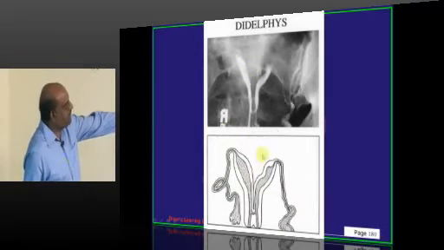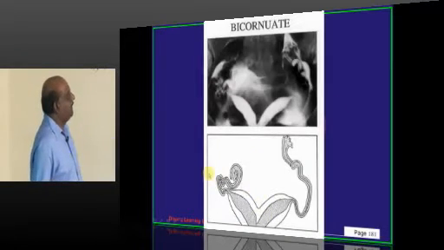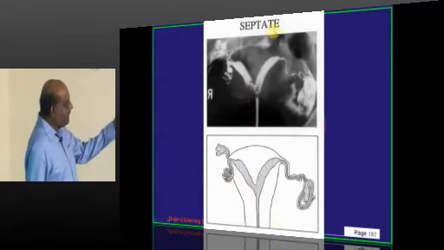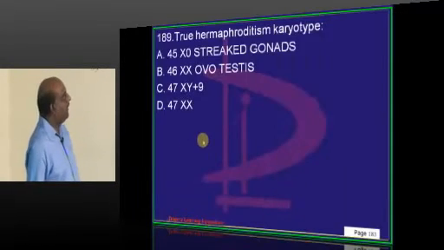So, two horns is didelphys. Then you have a bicornuate uterus typically looks like this, and a septate uterus looks like this.